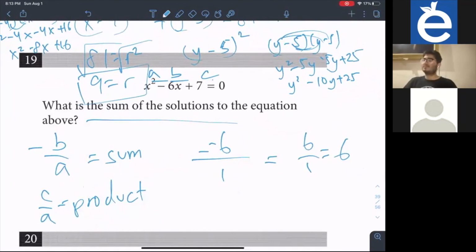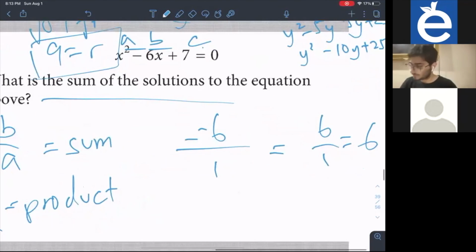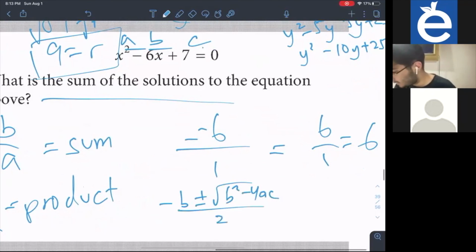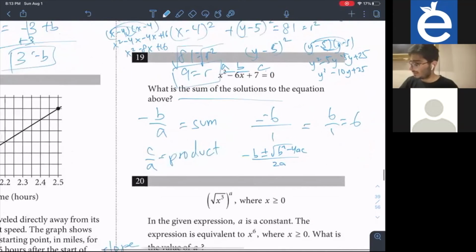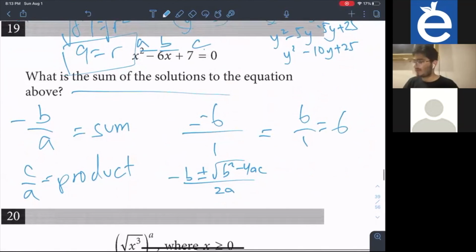You cannot factor it out using the basic factoring methods. You would have to use the quadratic formula, which is negative b plus or minus the square root of b squared minus 4ac, over 2a. Then you plug in the values, and since there are two solutions, you solve for each part and then add them to find the sum.